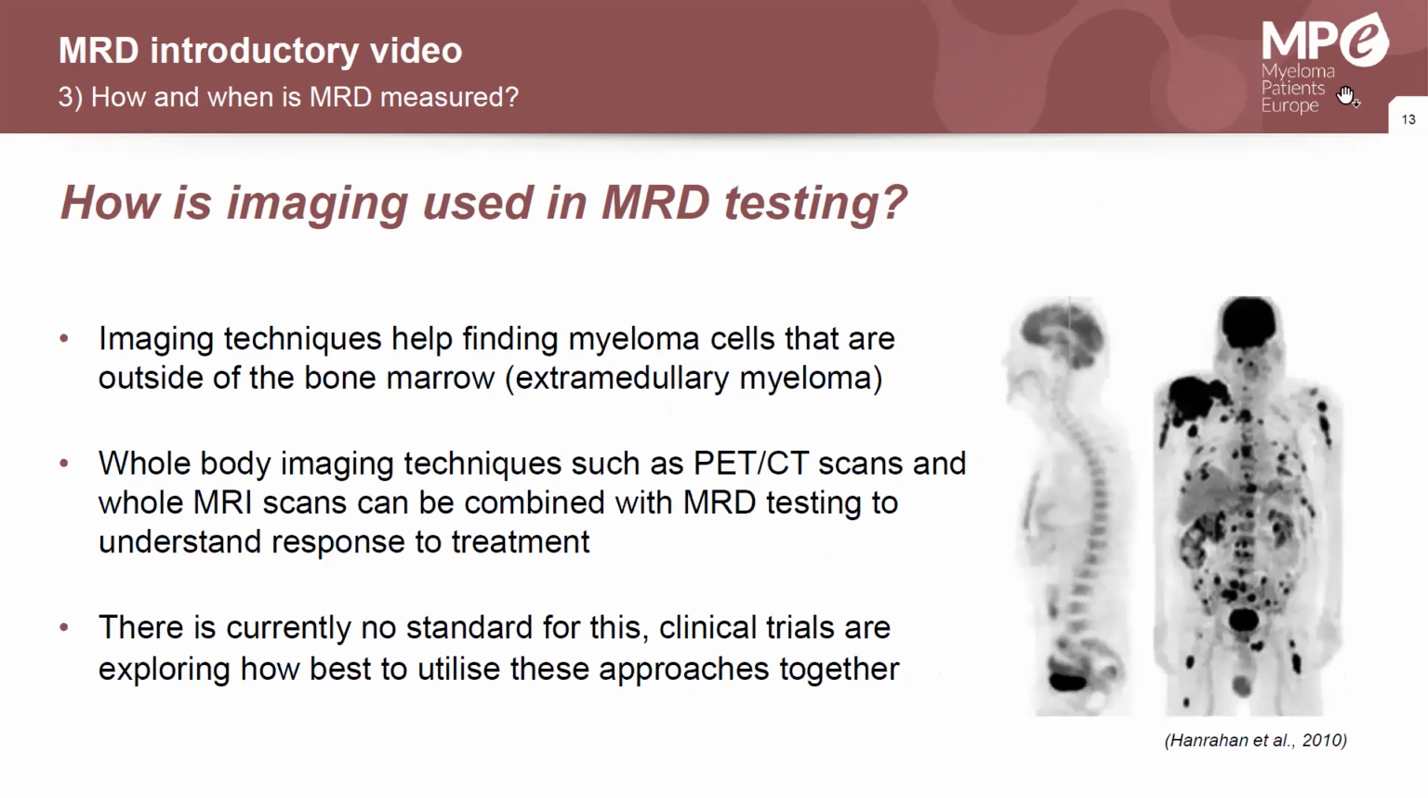So how is imaging used in MRD testing? The issue with bone marrow tests is that they do not pick up myeloma cells that are outside of the bone marrow. This is also referred to as extramedullary myeloma. Imaging techniques can help address this issue. In particular, whole body imaging techniques such as PET-CT scans or whole-body MRI scans can be combined with MRD testing to understand response to treatment. There is currently no standard for this. However, clinical trials are exploring how best to utilize these approaches together.